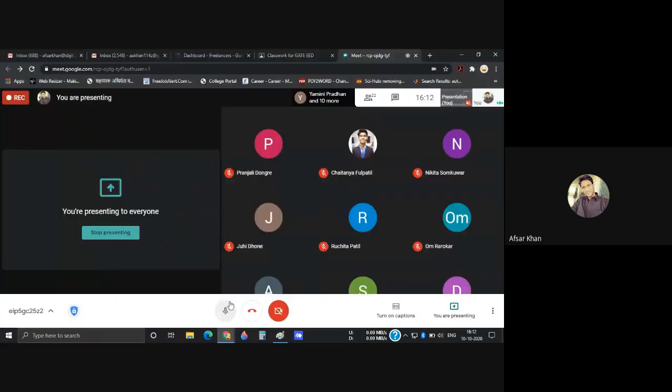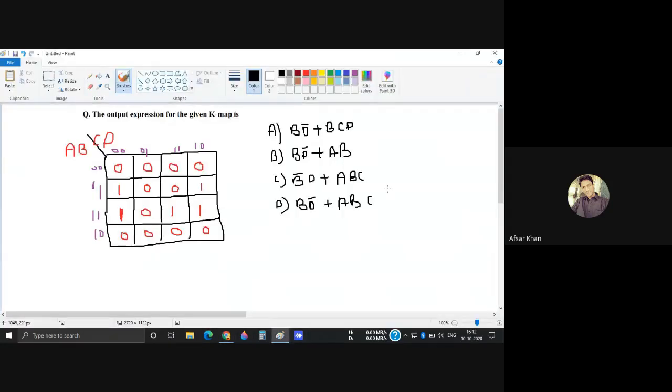Yes, friends, are you there? Am I audible, students? Yes, sir. So this is the K-map we have been given, and these are the options. We have to solve this. Can you solve this, students?